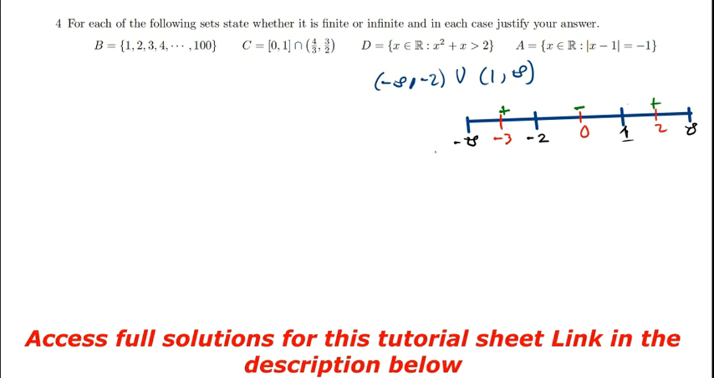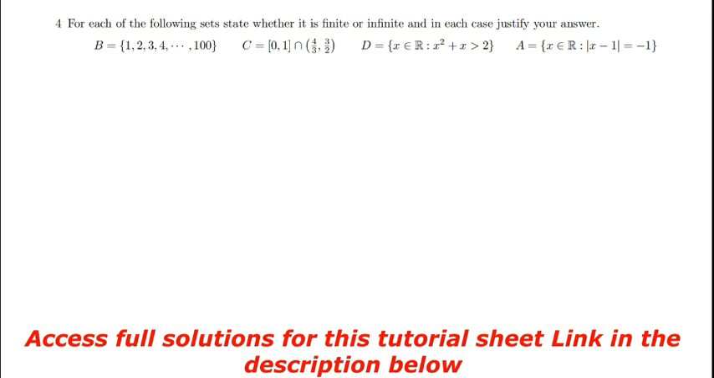It does not come to an end because of that. So that's how you can justify your answer to state if it's infinite or finite based on that, because this is an inequality. So that is it for that part. Then for the last part, it is saying A is such that x is a member of real numbers, then we have modulus of x minus 1 is equal to negative 1.